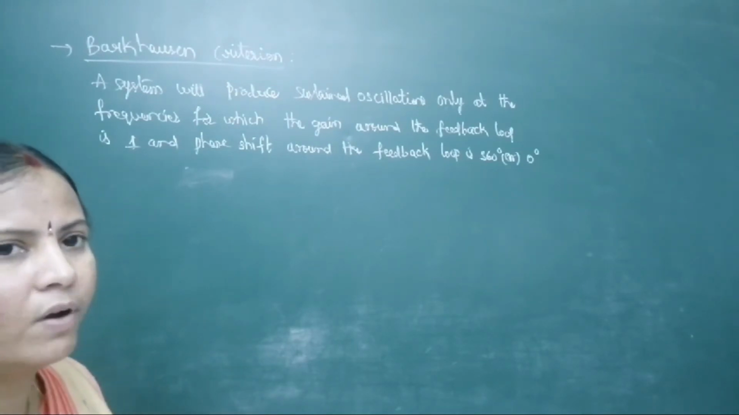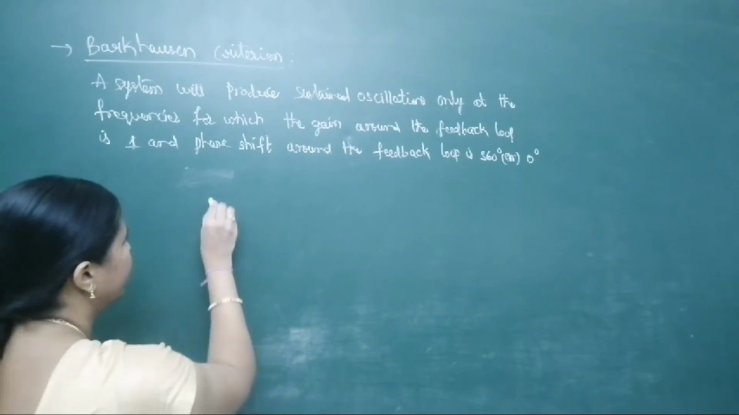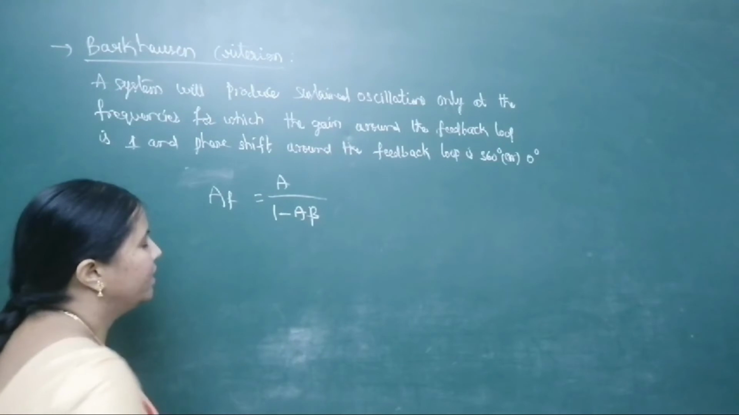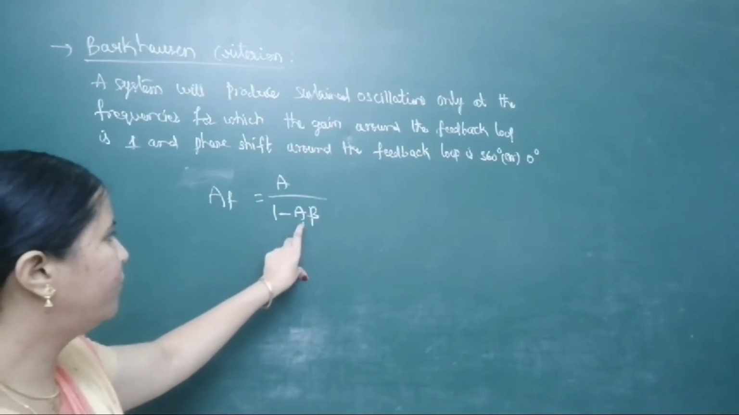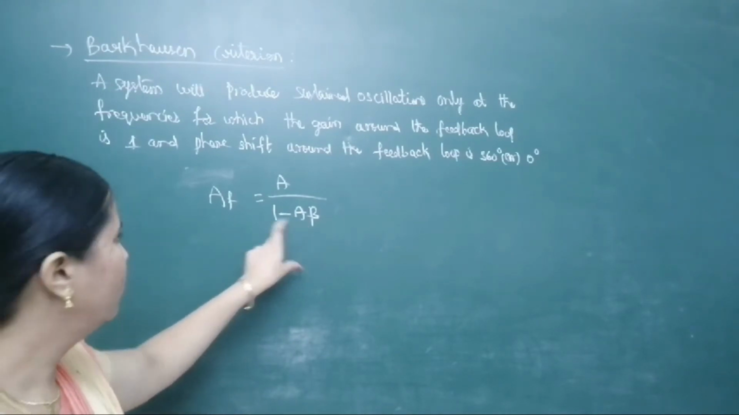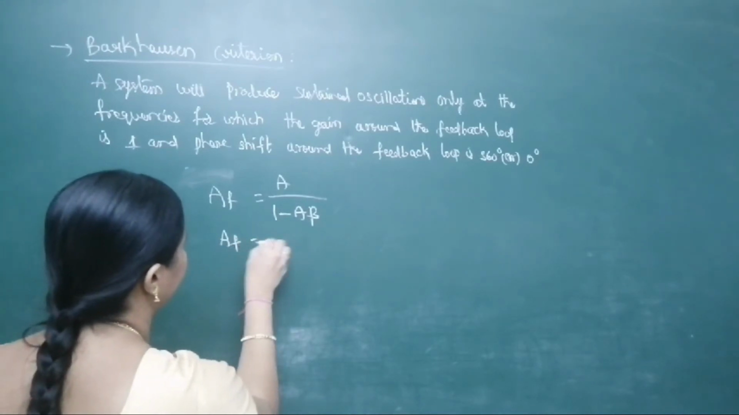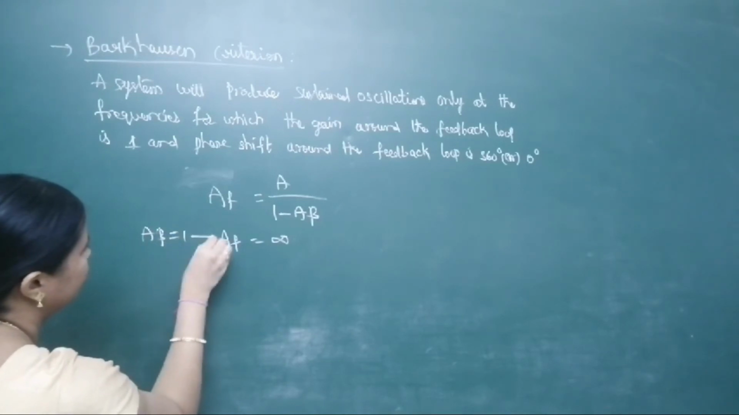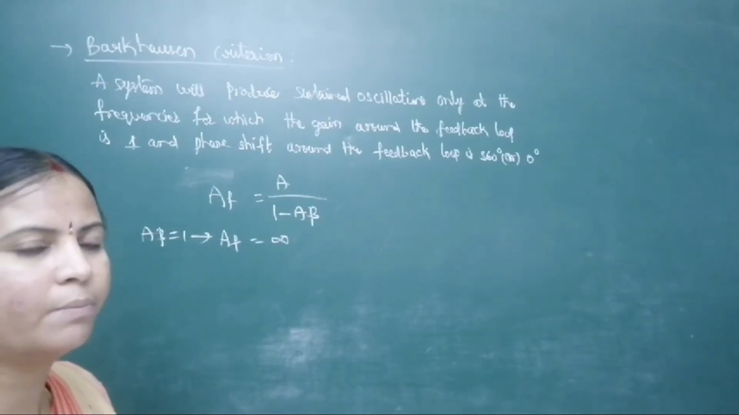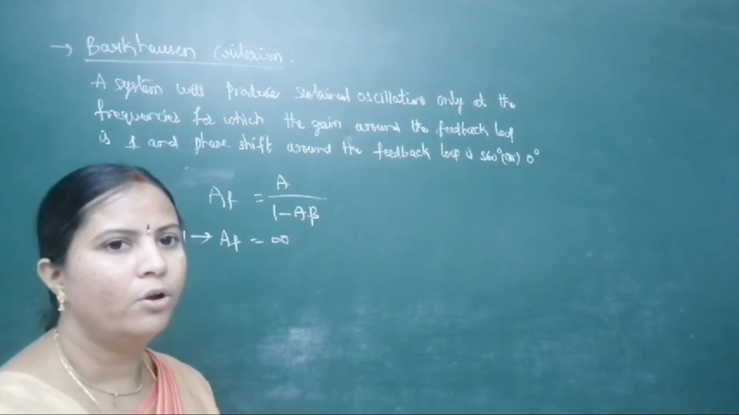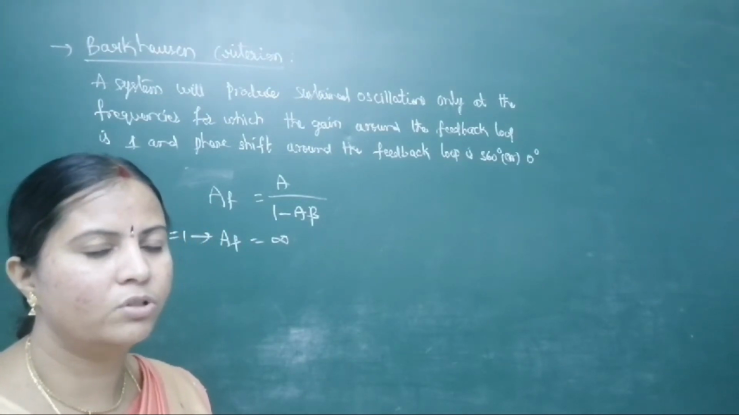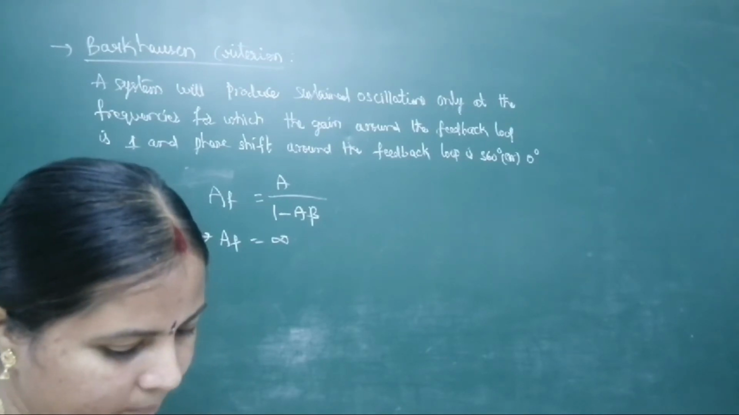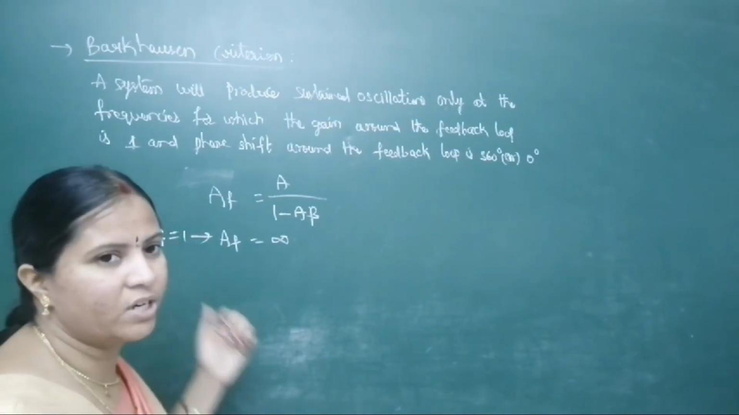And what is the overall gain of the positive feedback amplifier? It is AF equal to A by 1 minus A beta. Here, if A beta equal to 1, what is the value of the feedback gain? You will get AF equal to infinity. That means without giving any input, you will still get the output voltage. So this is the condition for an oscillator. So this is known as the Barkhausen criterion.